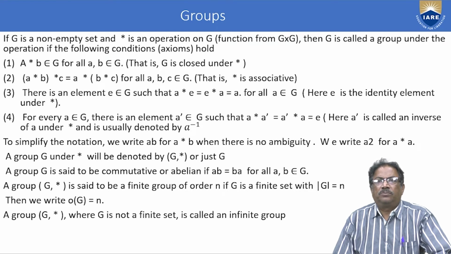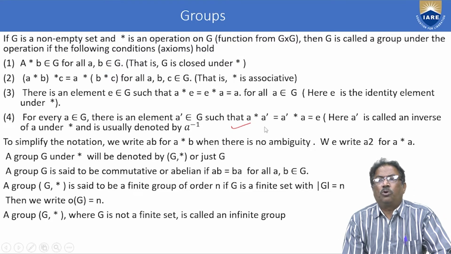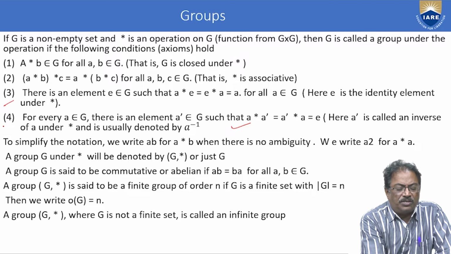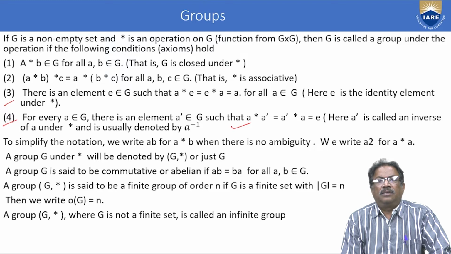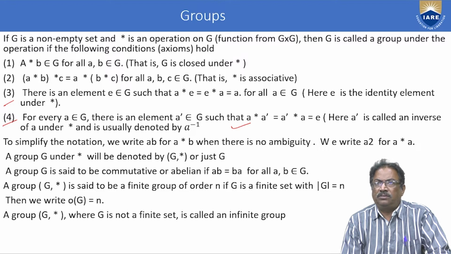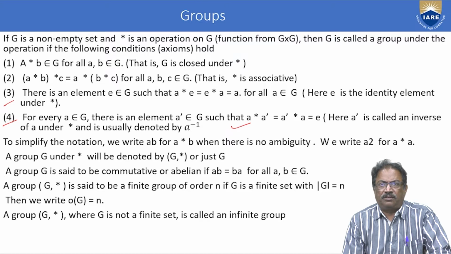In the last session, we discussed what a group is. So here, a monoid which satisfies the last condition, then such a monoid is called a group, or a semi-group which satisfies these two conditions is also known as a group. So in general, if G is a non-empty set and star is any binary operation defined on G, then G is called a group under the operation whenever these four axioms are satisfied.